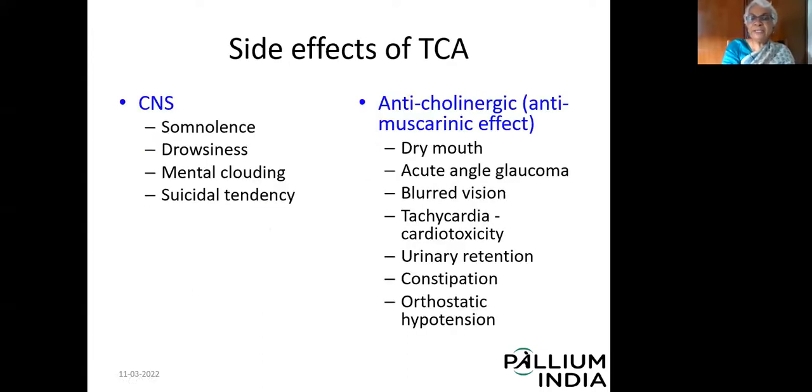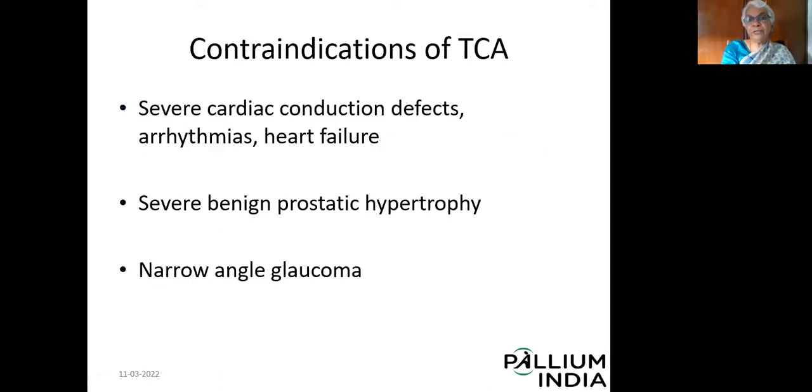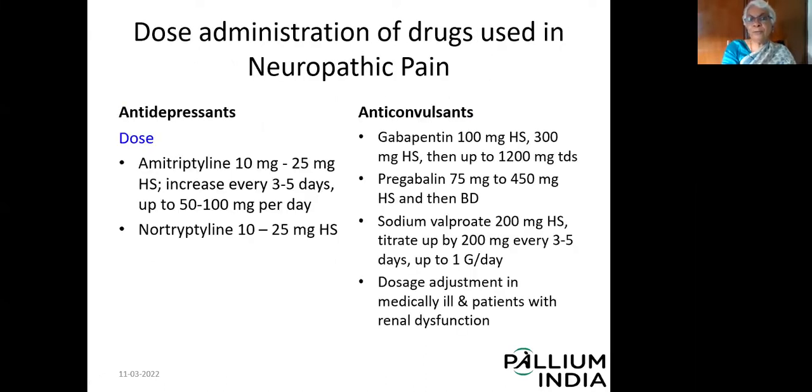So the side effects of TCAs, CNS side effects are drowsiness, mental clouding, suicidal tendency. The anticholinergic or antimuscarinic effects of TCAs include dry mouth, acute angle glaucoma, blurred vision, tachycardia, urinary retention, constipation, and orthostatic hypotension. So these are the contraindications. Avoid it in patients with conduction defects, those with prostate enlargement, and those with glaucoma.